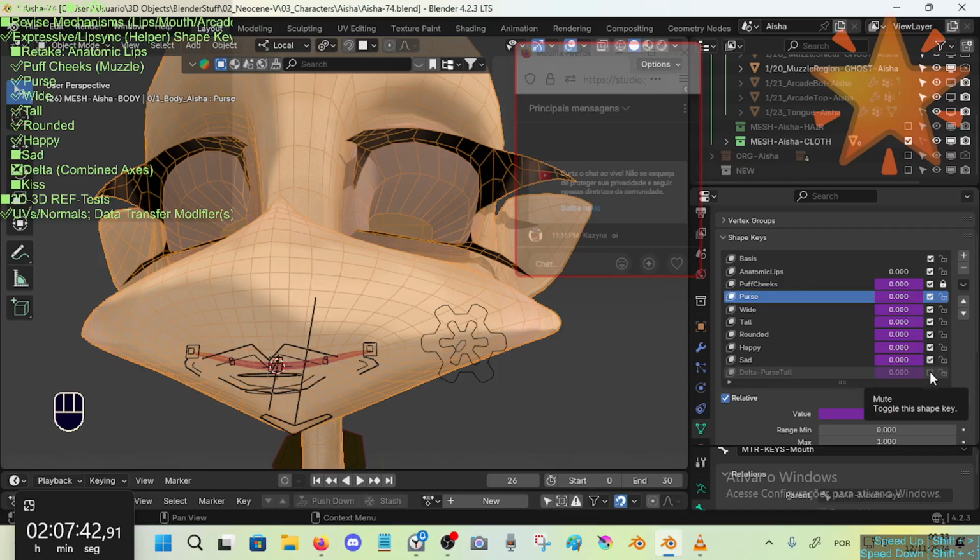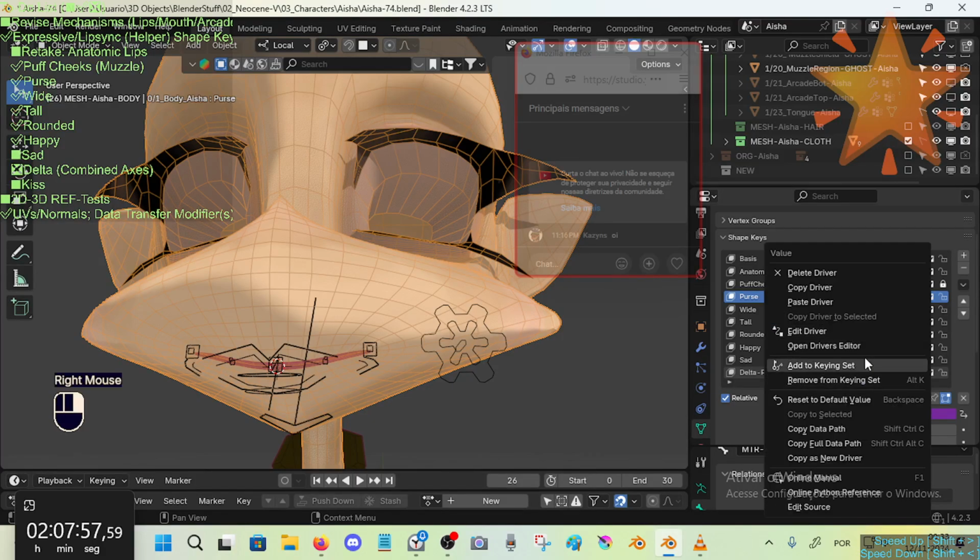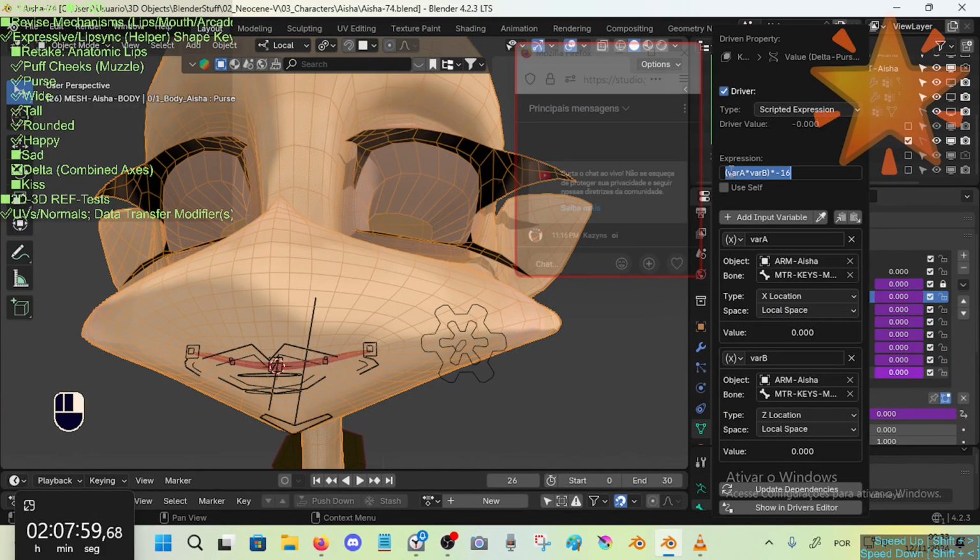setups also. So here, the way to achieve this usually is with drivers. Usually the driver is a good, reliable way. So if I enable this, let's see what I have here. Okay, it's the var plus, let's go here instead. So you see that I have var A, which is the purse. This is exactly the same variable, the purse, and then times B, which is exactly the same as tall. So the local Z. The bone is the same, the armature is the same, right?